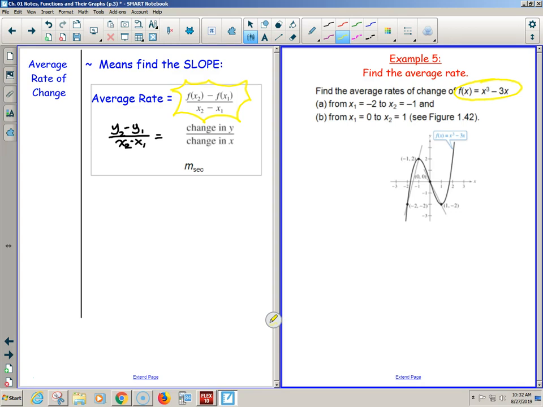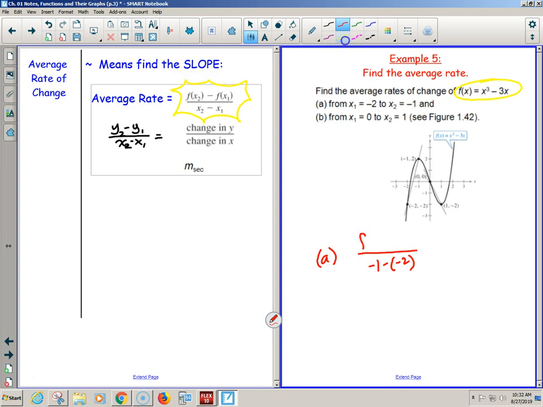So instead of giving you this crazy graph and having you draw a secant line and all this crazy stuff, instead, yeah, there might be a graph. But I want you to know how to do the algebra. If they give you x's, no big deal. You can plug in your x's. x2 minus x1 would be negative 1 minus negative 2 if I was solving this first example.